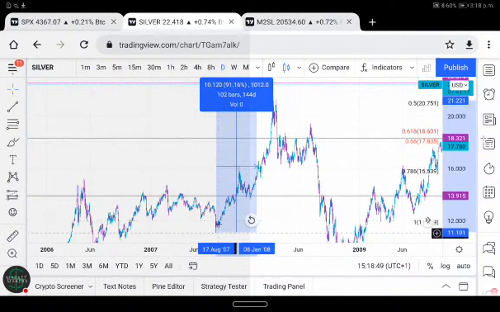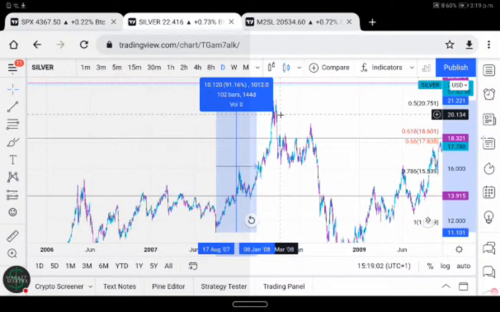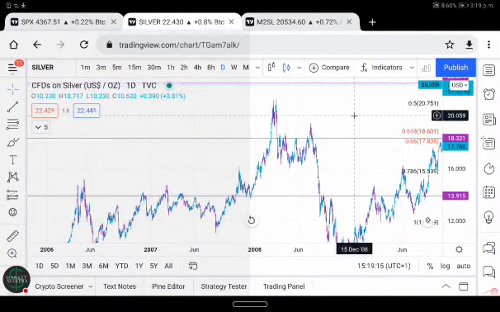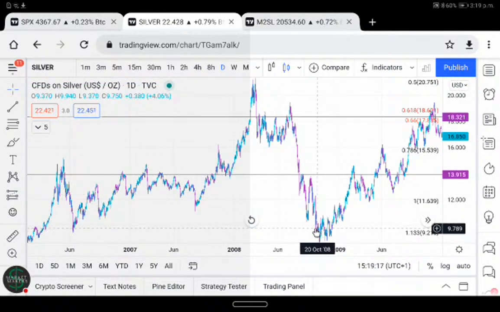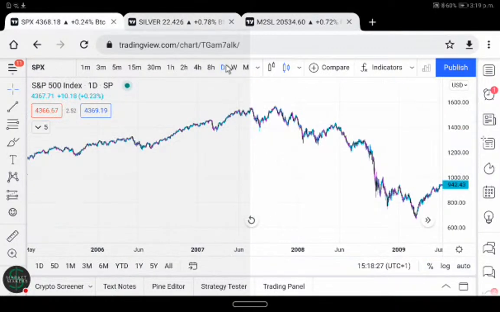So multiply that by 3 for the silver miners. The spot price might move 91%, but because of the cash flow benefits to mining companies, it boosts their cash flow projections, so it's like using leverage when you buy a silver miner. So that 91% would be multiplied by 3, and that would give you a return of 270%, right? Then obviously we had the crash down here.